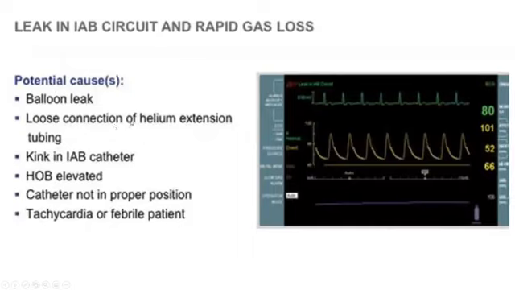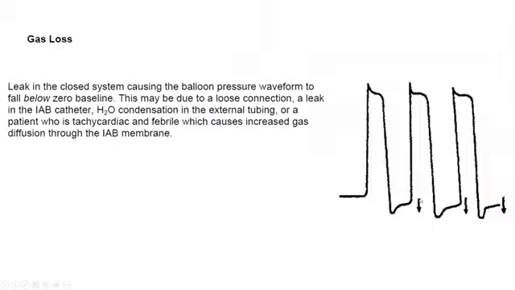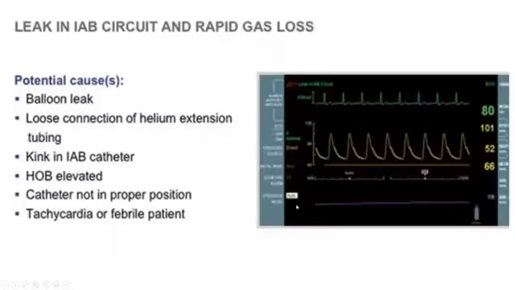You verify loose connection on the outside. You verify that there is no kink on the outside or inside the body. You get a chest X-ray, an abdominal X-ray. You verify that the catheter has exited the sheath. And this is an extreme form of rapid gas loss and poor inflation. You're getting here a flat waveform. You're progressing from something like that to a flat inflation, absolutely no inflation and no augmentation.